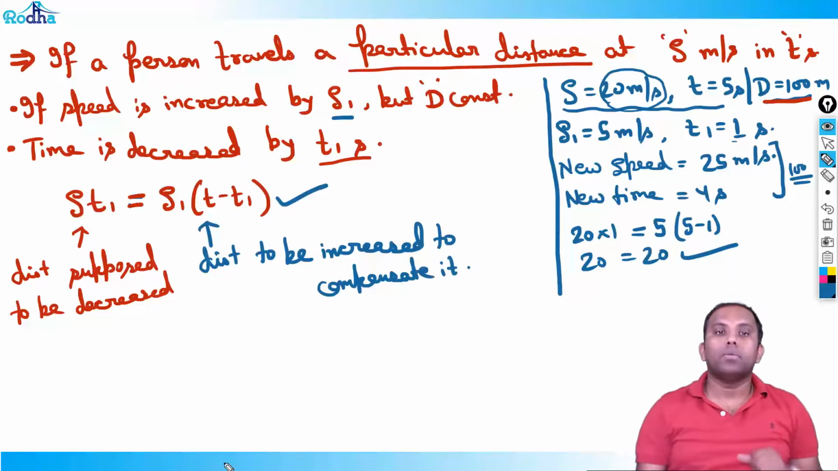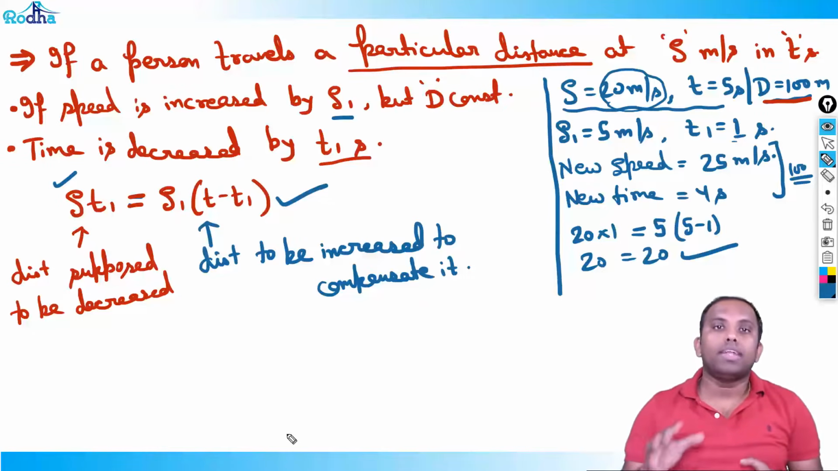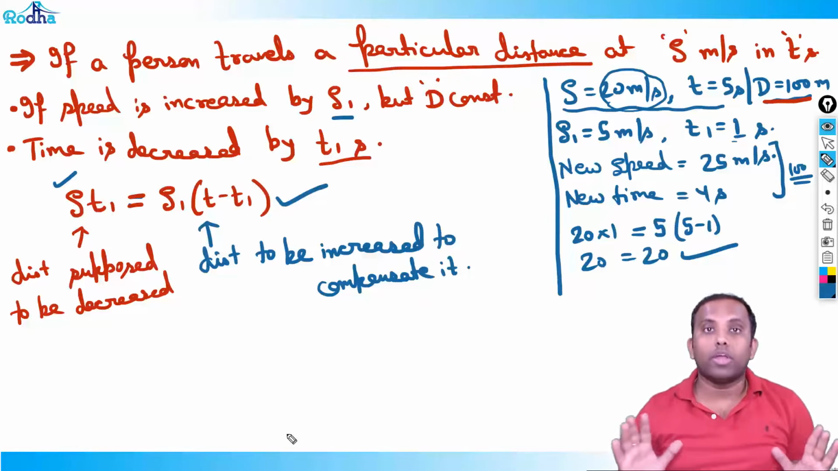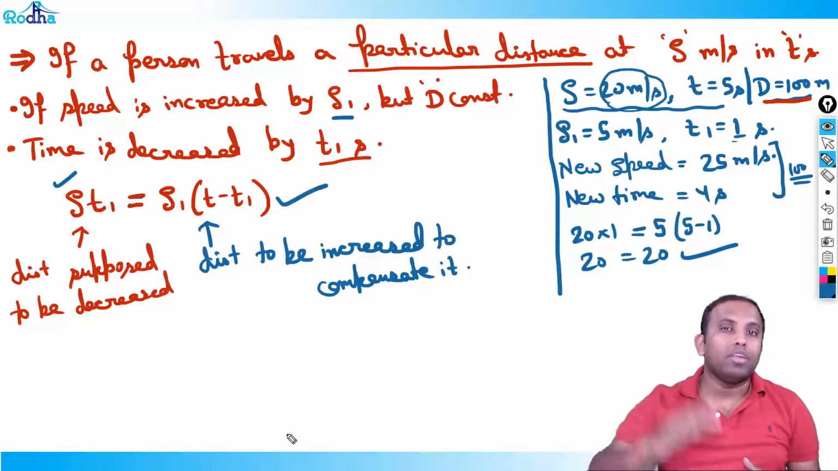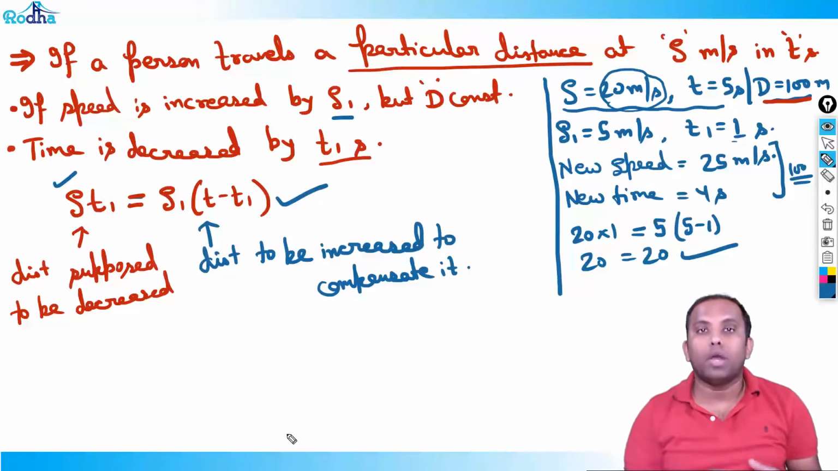Right. So again, come again here. Why I wrote this ST1? I know that time has reduced by T1 second. Okay. Time has reduced by T1 second. So if only time was reduced and speed was not reduced, right? Listen here, you'll enjoy it. If time is only reduced and speed is not increased, that means distance will reduce by how much?